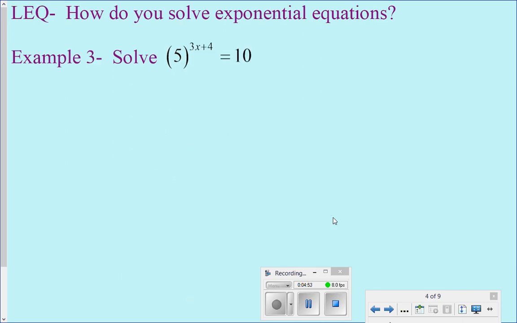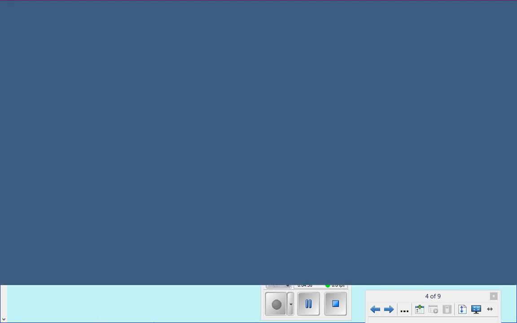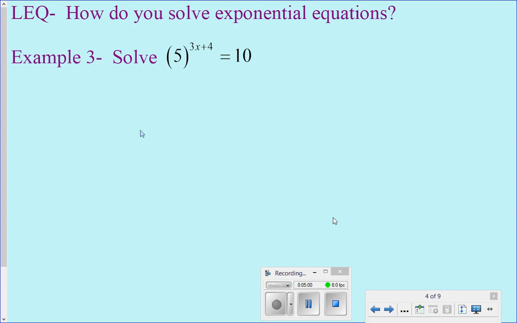Okay. Next, we did this one, so I think I just gave them some time to work on it, and then we went over it, so maybe you want to pause the video and try it. So I have exponential form. I'm going to go ahead and take the log of both sides.